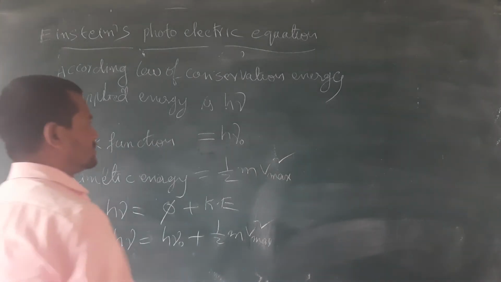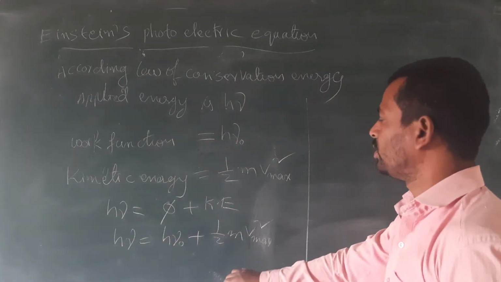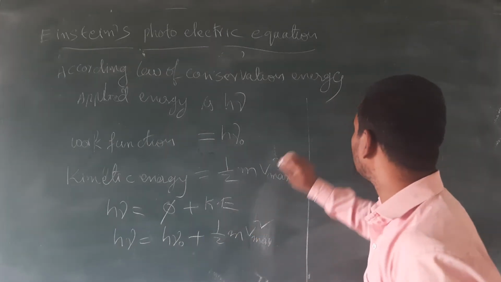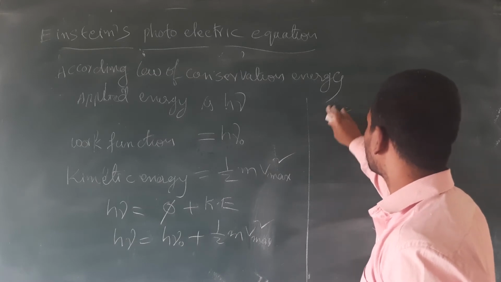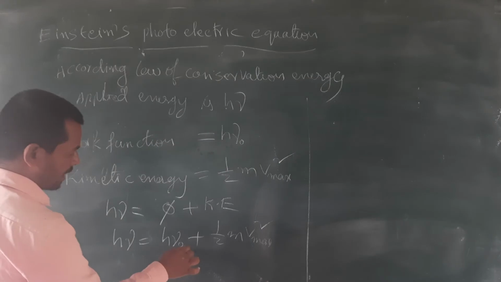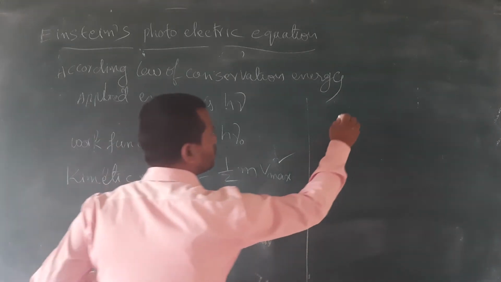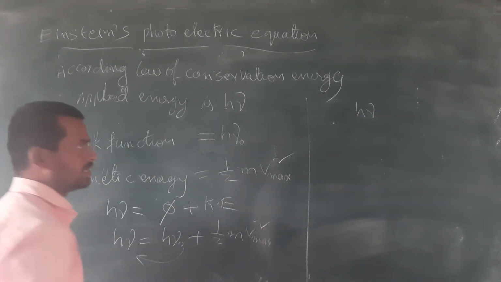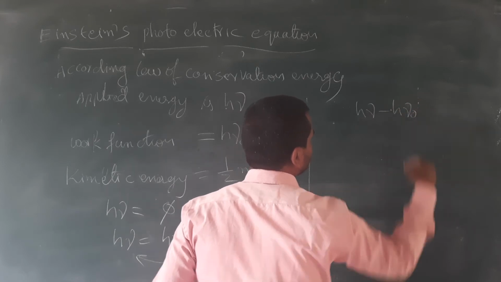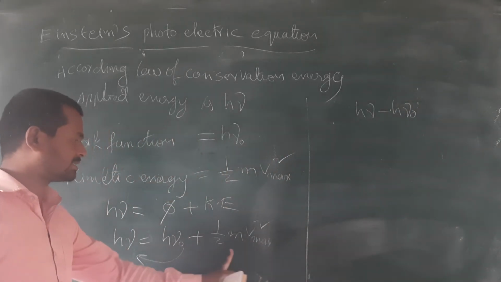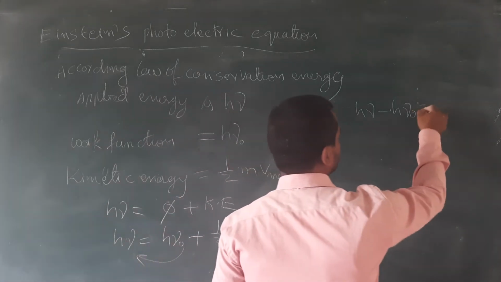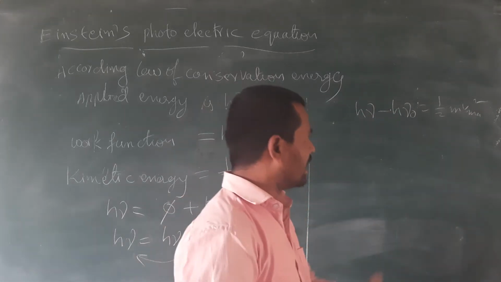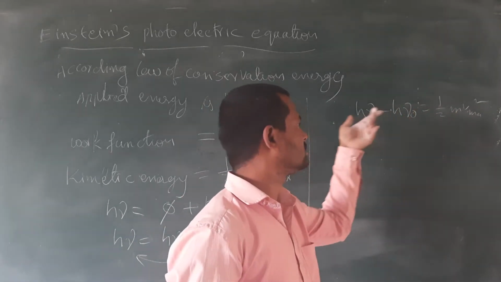And from this, keep it this side and bring it this side. Already this side we have h nu. If we bring this side, it becomes negative, minus h nu. Next, this side is only half m v square, which equals half m v max square. Instead of writing this side, let me write this side.